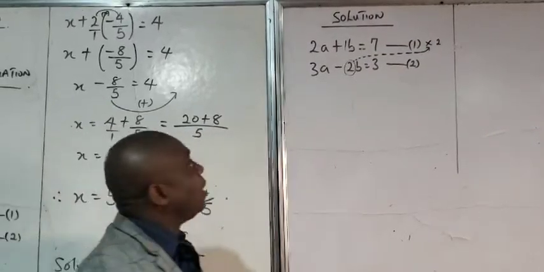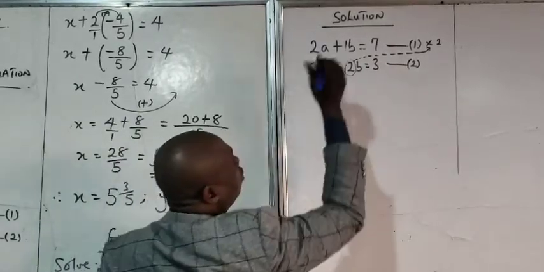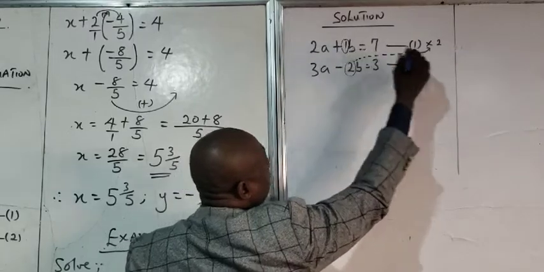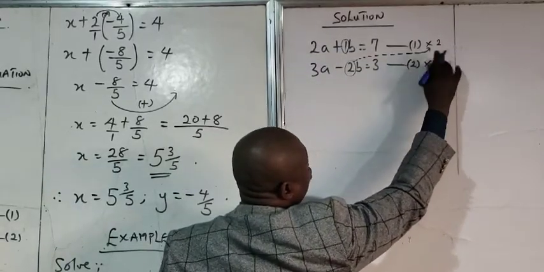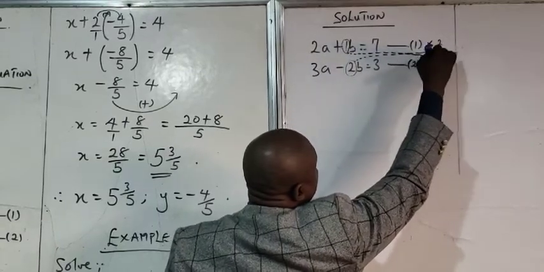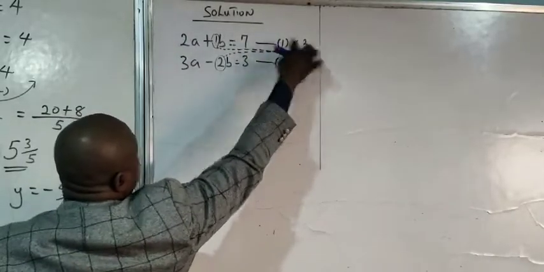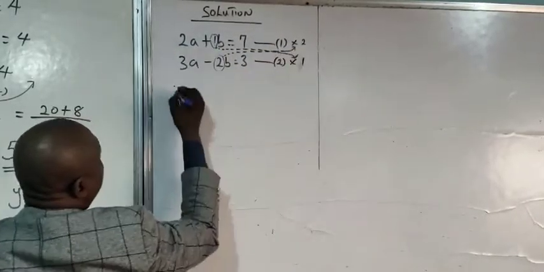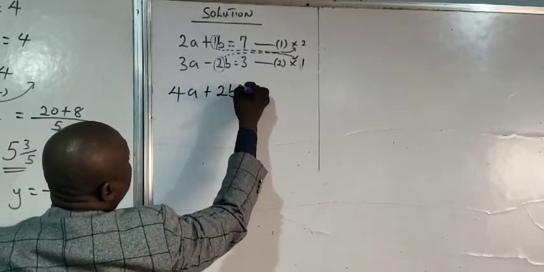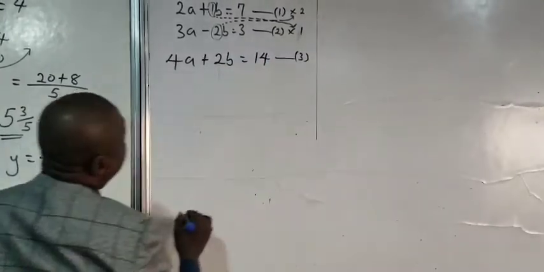Are we good? Now, when that is done, I'll leave that aside. And I will also take the coefficient of B in equation 1 and use it to multiply equation 2. So just follow the arrow signs. Okay, so we multiply equation 1 with 2. This is going to be 2 times 2a, 4a, plus 1 times 2 will be 2b equals 14. So we take that as equation 3.